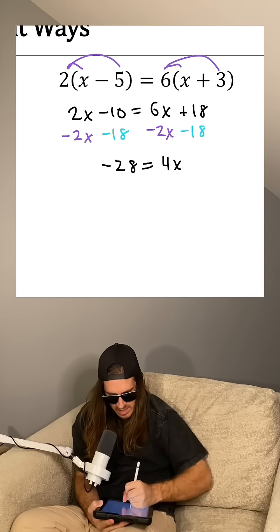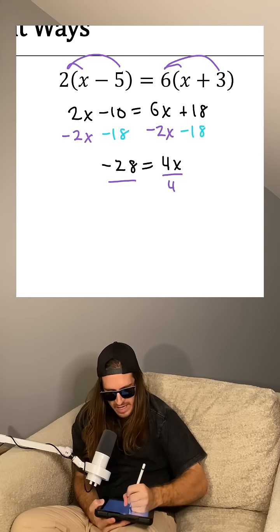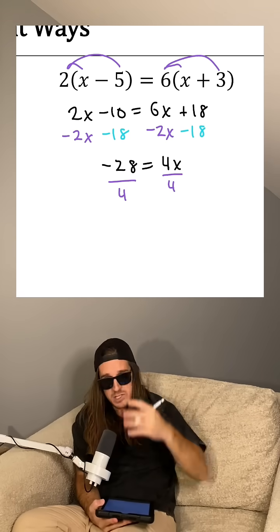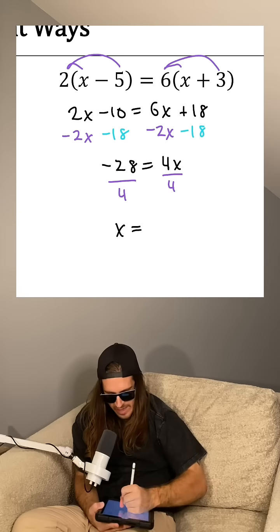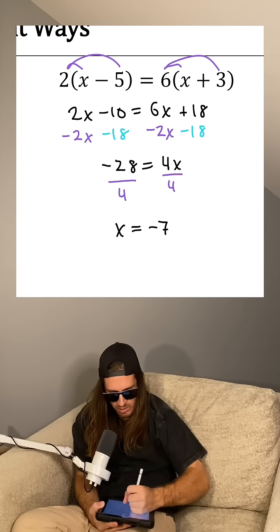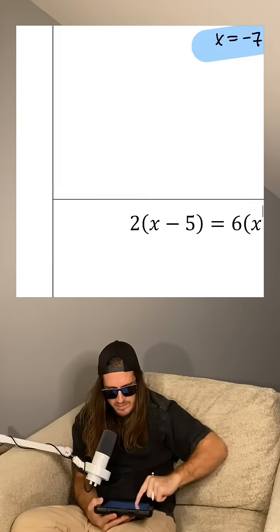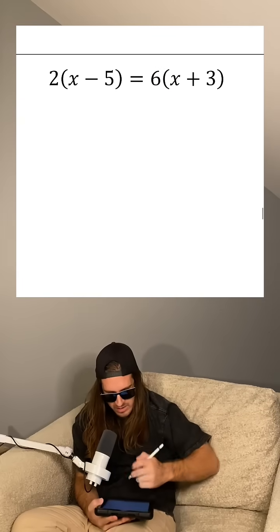We would divide both sides by 4. And, well, negative 28 divided by 4 is the same thing as 28 divided by negative 4, which is what we did in the last problem. And that gave us negative 7 again. So, all right, we get the consistency here. We got the same answer. That's good. All right, now let me show you a way that you probably have not seen before.